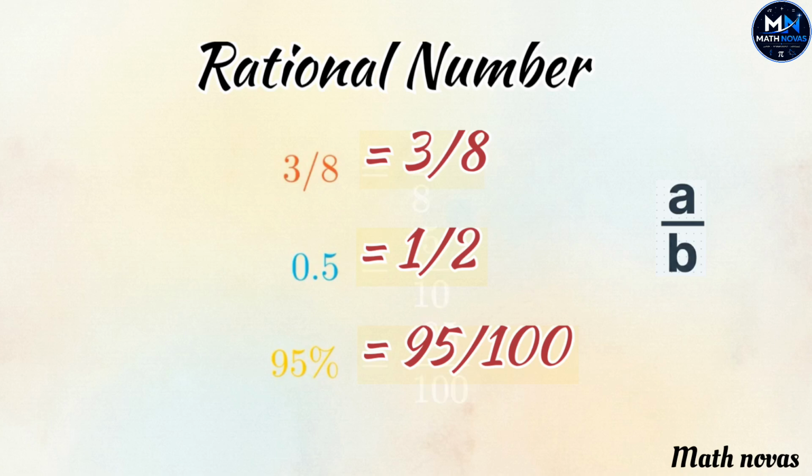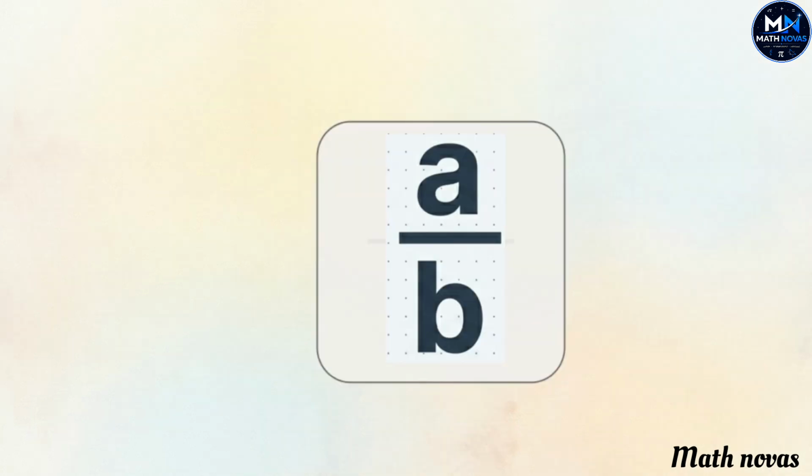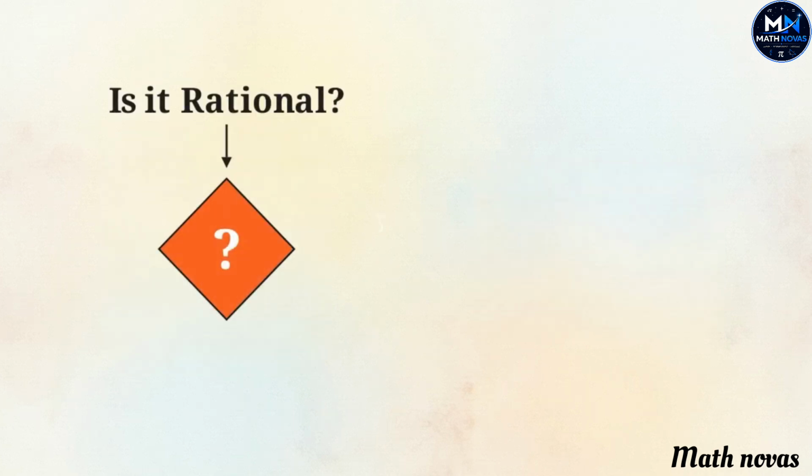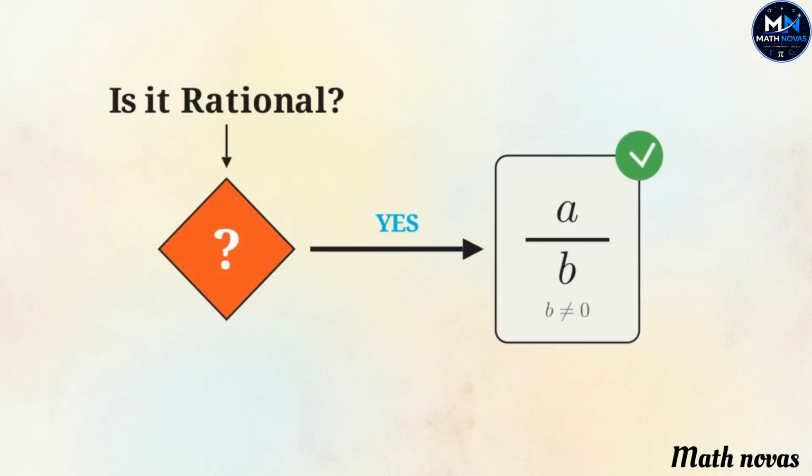In mathematics, these are called rational numbers. They follow a specific structure, A over B. Essentially, a rational number is any value that can be expressed as a simple fraction. There is one primary constraint. The bottom number, or denominator, cannot be 0. To determine if a number is rational, you only need to check if it can be written as a fraction.